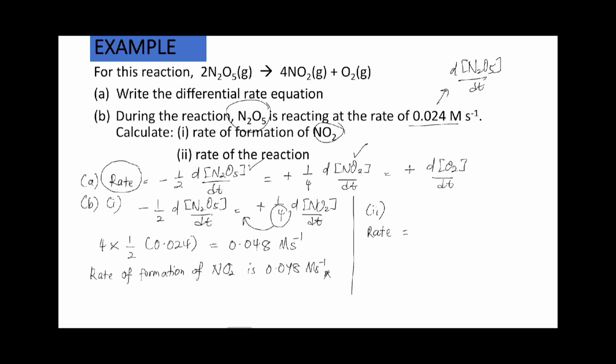Let's say I relate it with N2O5, so I can write rate is equal to minus 1 over 2 d N2O5 over dt. So rate is equal to half of 0.024. So the rate of the reaction is 0.012 molar per second.